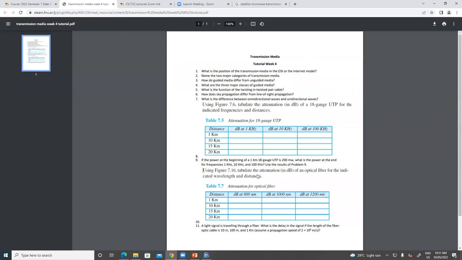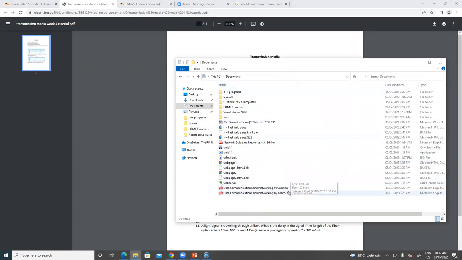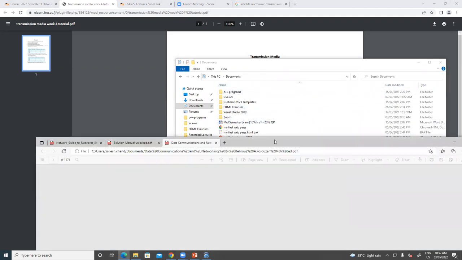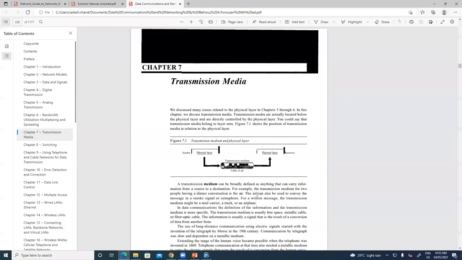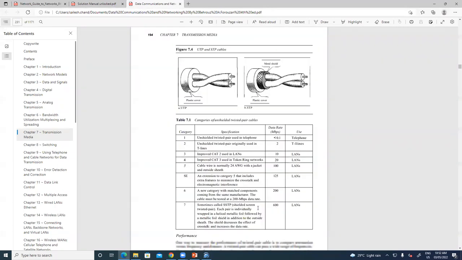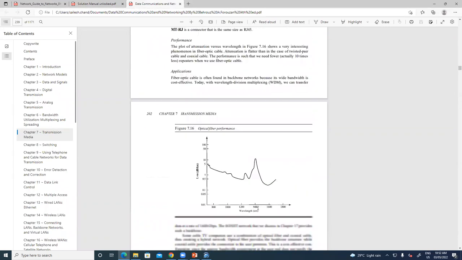All right, there are a few tutorial questions for this topic, so please try to attempt them. These questions are based on the textbook. I think this is chapter 7, transmission media. Yeah, coming from chapter 7.